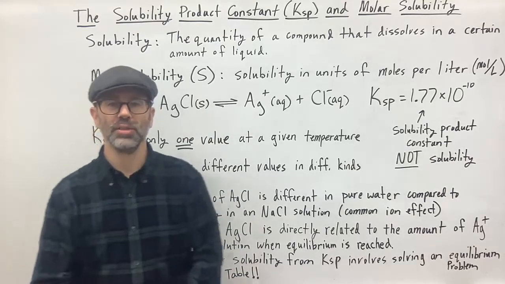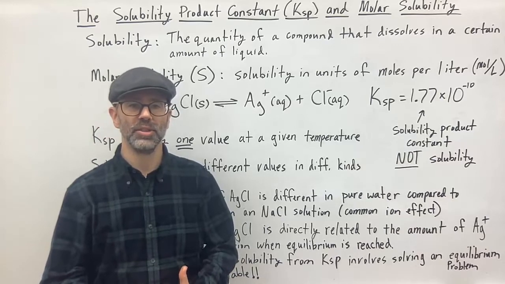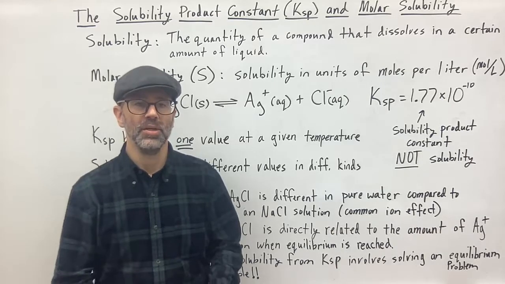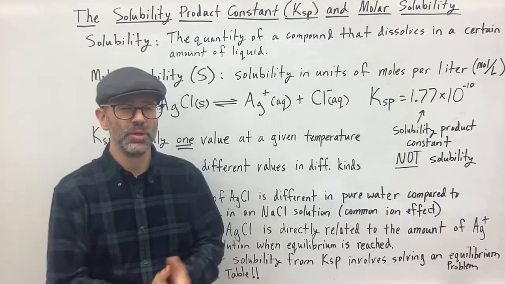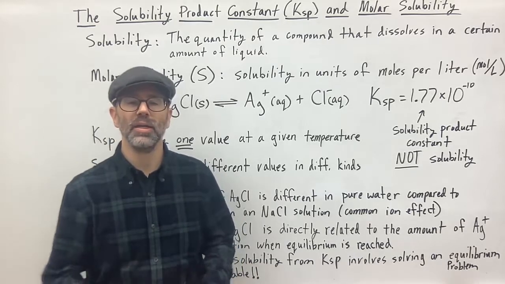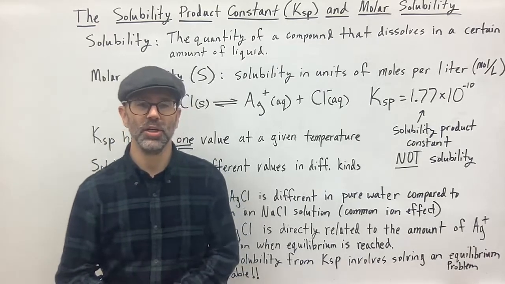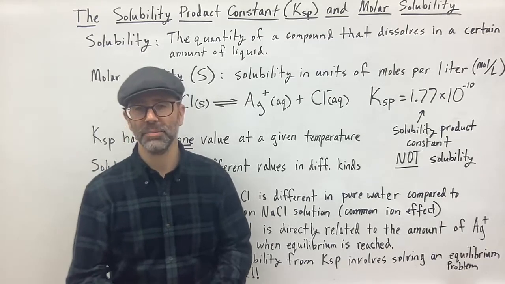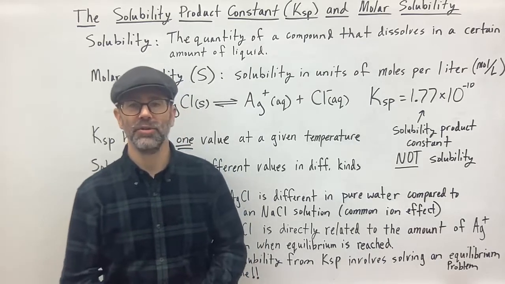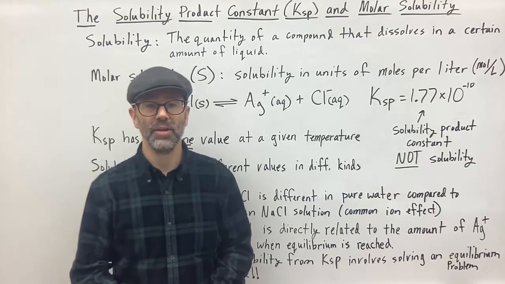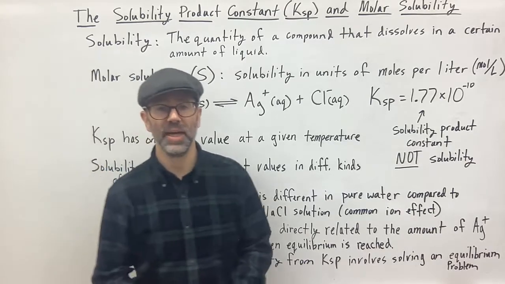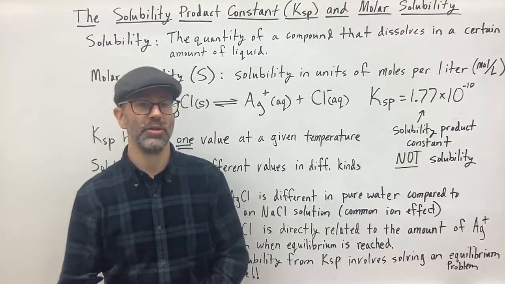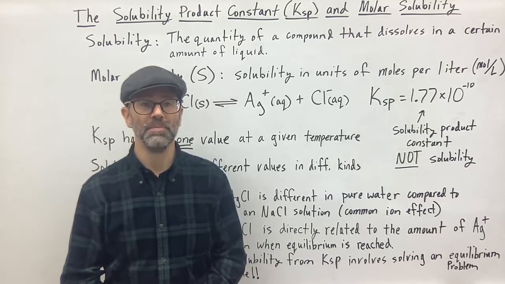My name is Mr. Koval, and in this video I'm going to be talking about the solubility product constant, or KSP, and molar solubility. So let's talk about what solubility is. Solubility, first and foremost, is basically the quantity of a product that dissolves in a certain amount of liquid. A lot of times when you look up solubility, you'll find that it's the number of grams of your product per 100 grams of water, right? So when you see a solubility curve or something like that, you'll see the solubility written in terms of grams of compound per 100 grams of your water.